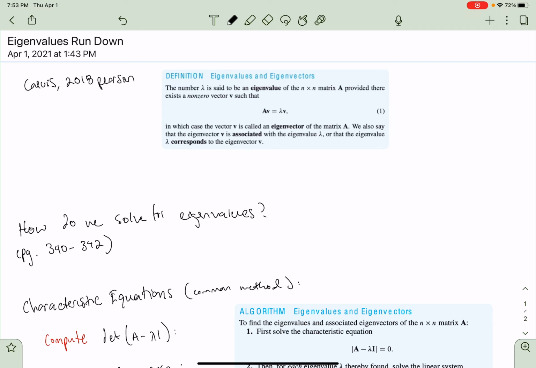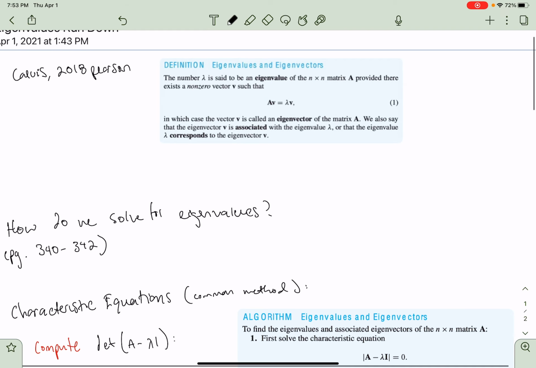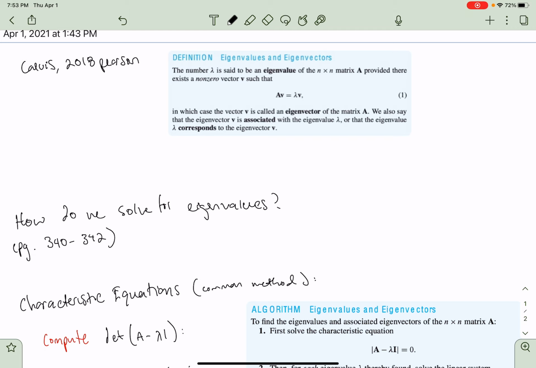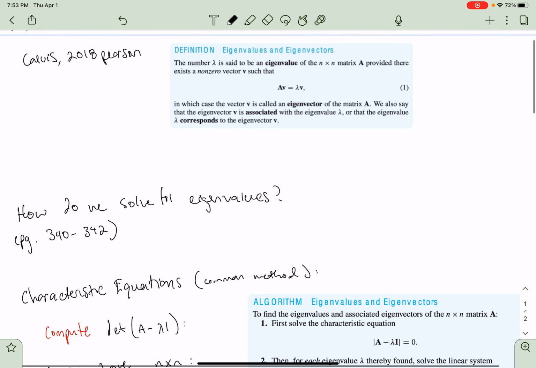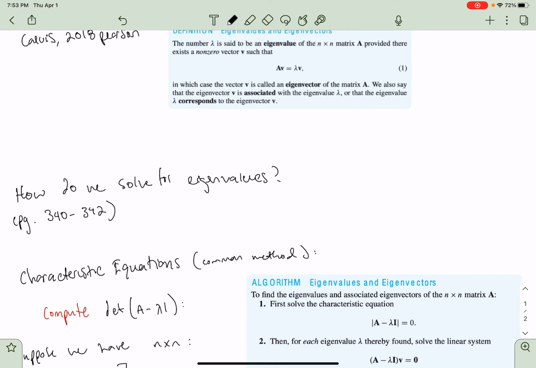The definition they have for eigenvalue is that the number lambda is said to be an eigenvalue of an n by n matrix A, provided there exists a non-zero vector such that A of some vector is equal to lambda of that vector, in which case the vector V is called an eigenvector of the matrix A. We also say that the eigenvector is associated with the eigenvalue, and vice versa.